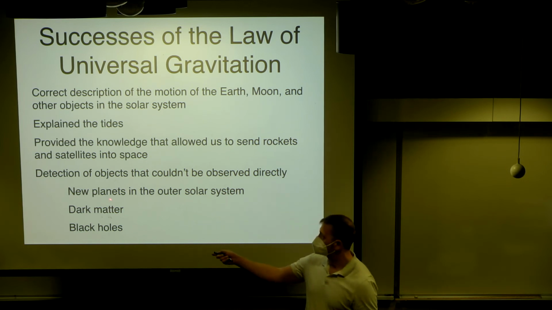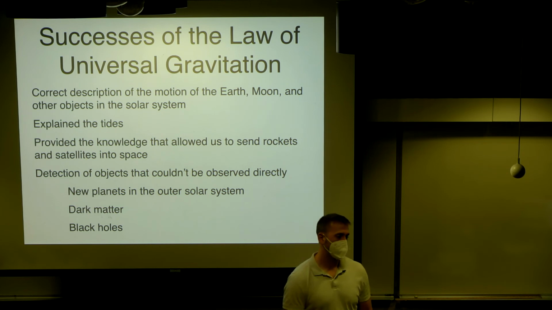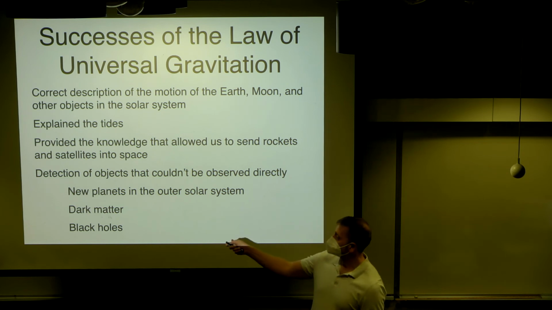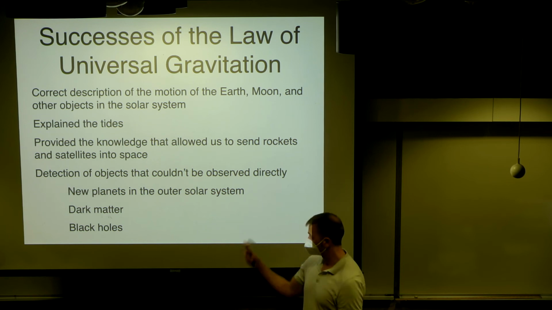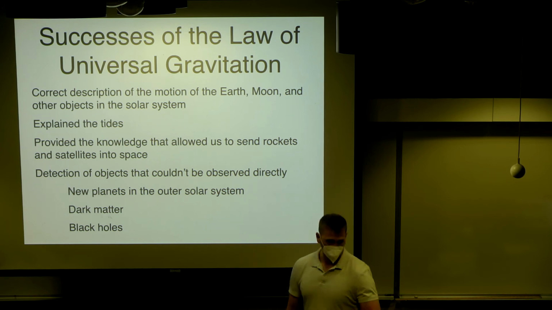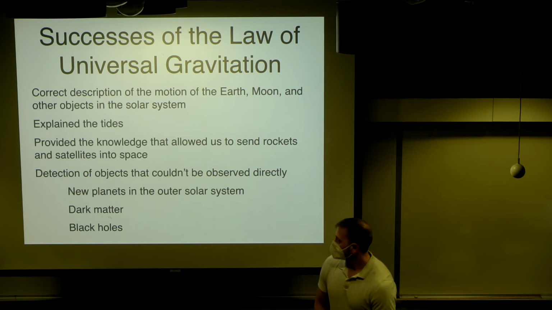Okay, so the planet Neptune was actually discovered this way. Its presence was calculated before it was actually seen for the first time based on this law. And then once telescopes got better, we were able to actually see it for the first time.